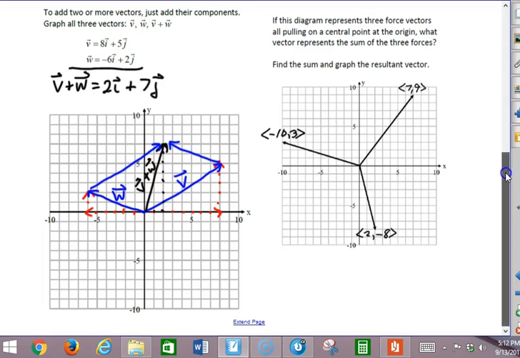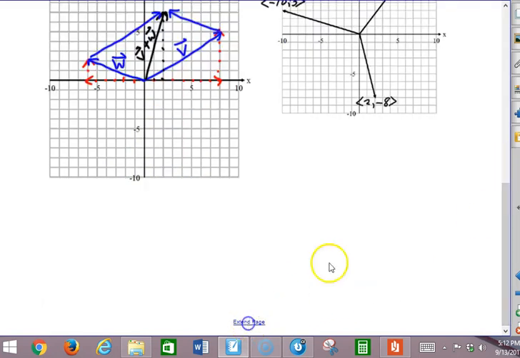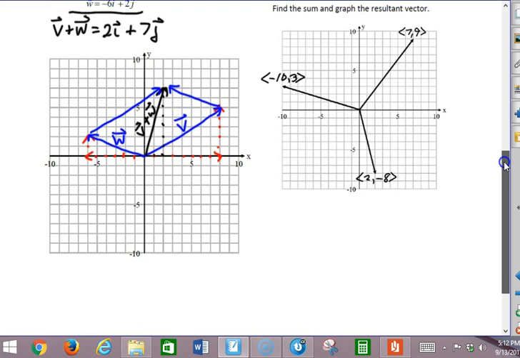So this makes it easy to really add up multiple vectors together. If I have three vectors, I would have had to do the parallelogram, find the resultant vector, then do another parallelogram and find another resultant vector, and that gets messy. So here all I have to do is take all three vectors, add their x components, and add their y components.